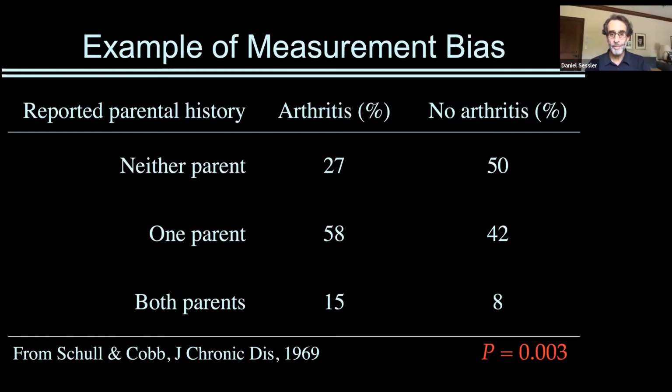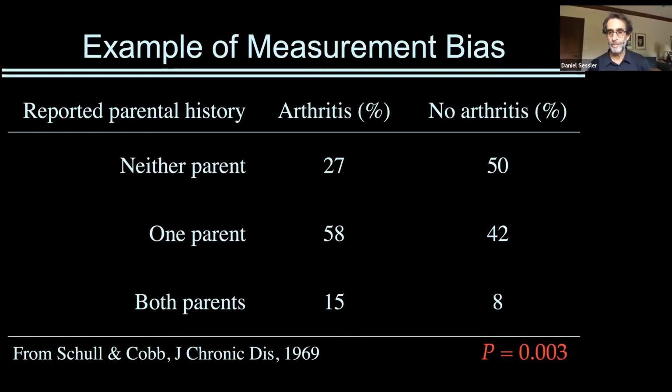And the results were absolutely clear. The patients with arthritis were far more likely to report that one parent or both parents had arthritis. The p-value was 0.003, a highly statistically significant result. There was just one problem, which is that the people with arthritis and the control subjects without arthritis were siblings. They had exactly the same parents. So what's going on here? Were they lying? No, they weren't lying.